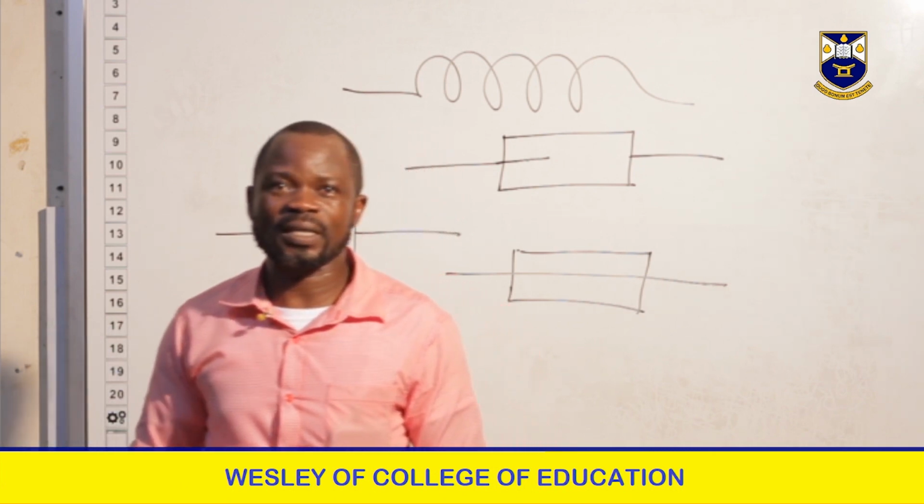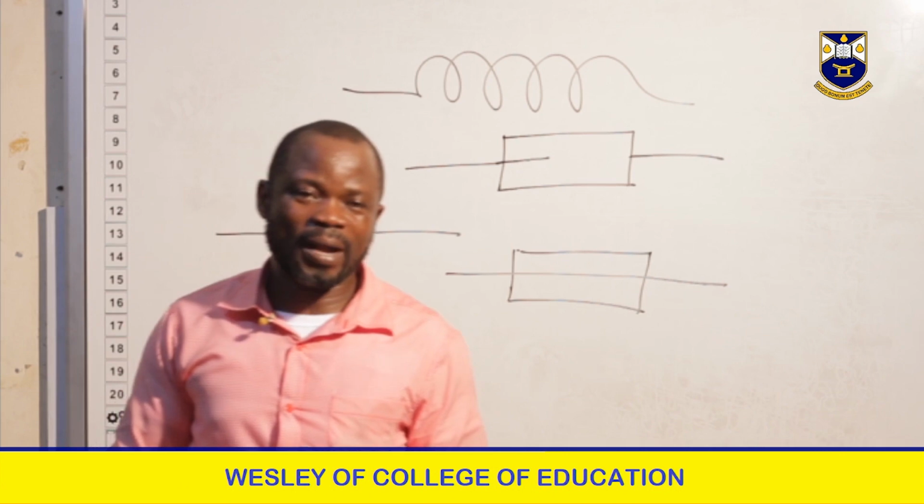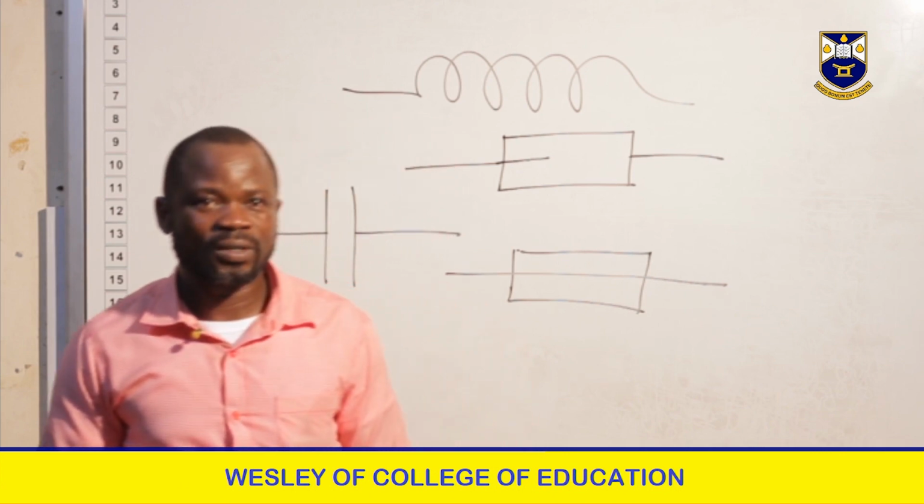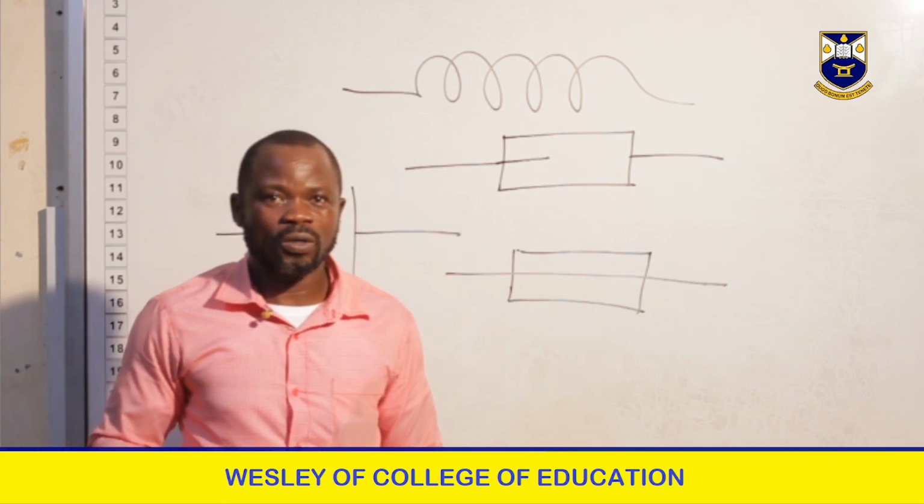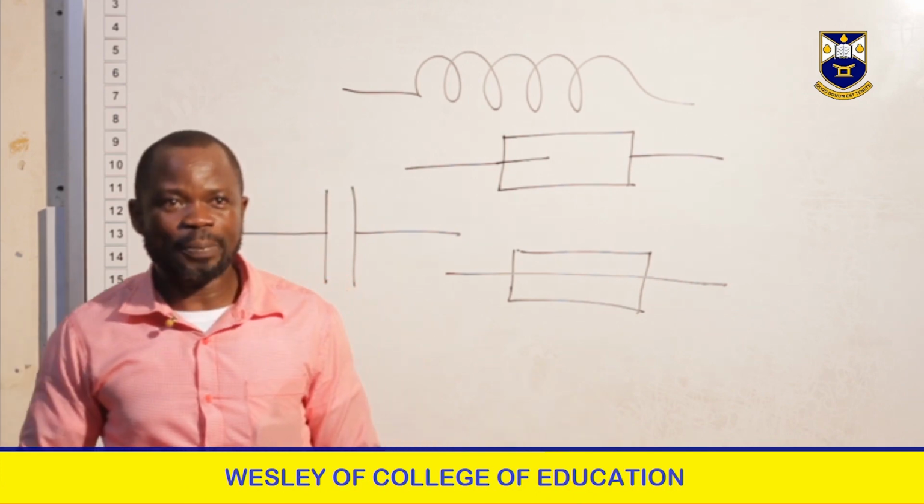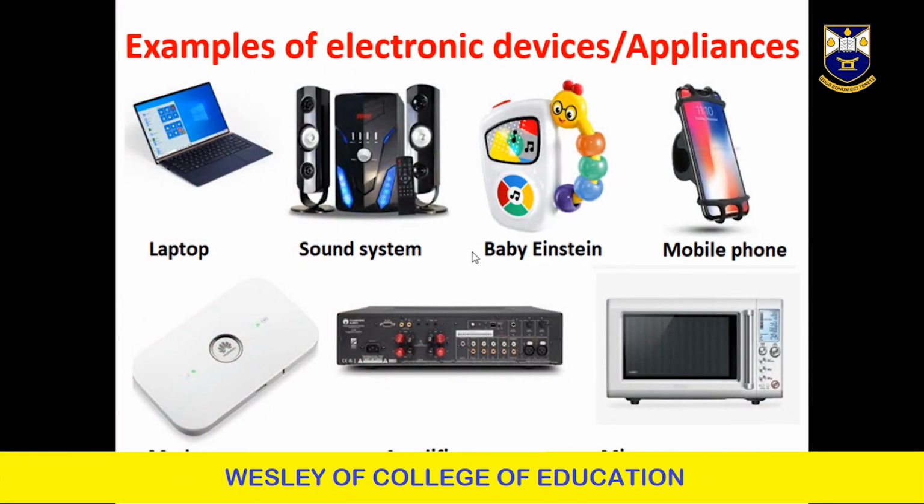Examples of electronic devices or appliances: you have this beautiful display of a laptop, which is an electronic device. A sound system will be an electronic device.